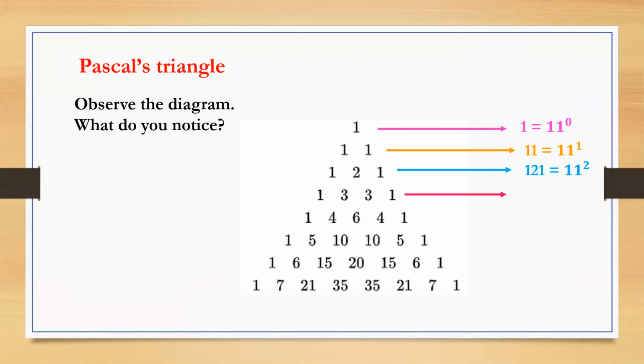Similarly, for the fourth row, we will have 11 to the power of 3, which is equal to 1331. So you can see that in Pascal's triangle, we have many different patterns. There are a few more patterns which I haven't shown you yet, but which will be found in the exercises.